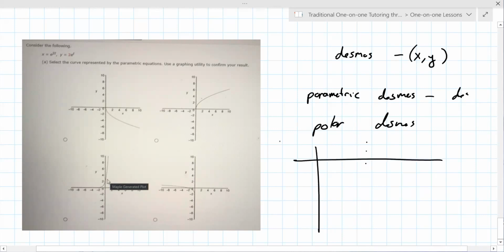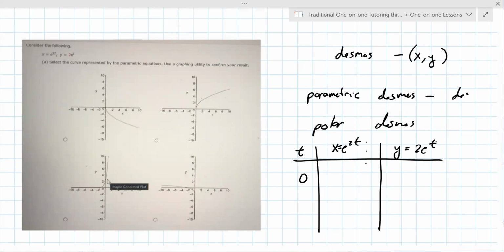So what I notice is, you generally start with t and you start at 0, and then you need your x, which is e to the 2t, and your y, which is 2e to the t. What you do not do is put it into rectangular form. You don't have to, I guess is the point. So the first one is e to the 0, that's 1, and y is 2e to the 0, so it's 2. So you're looking for the point (1, 2).